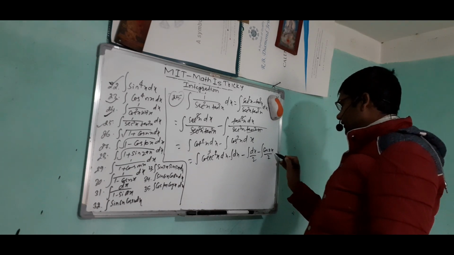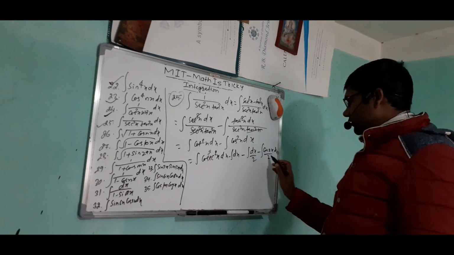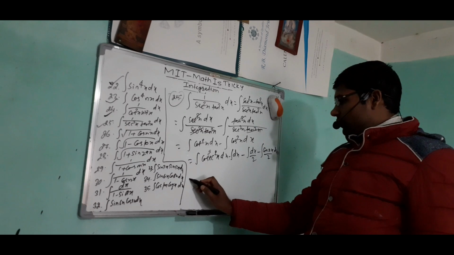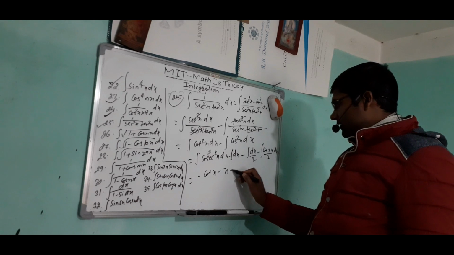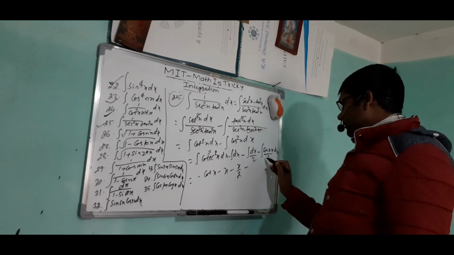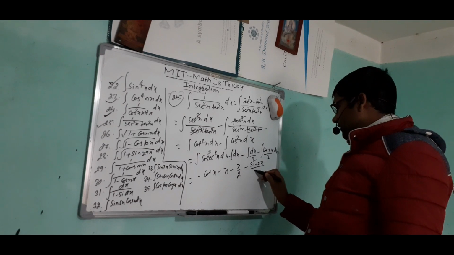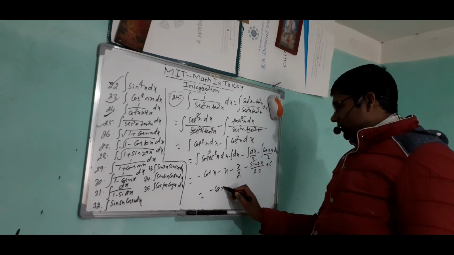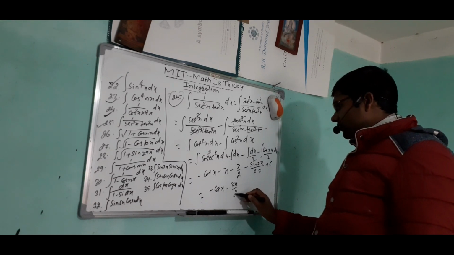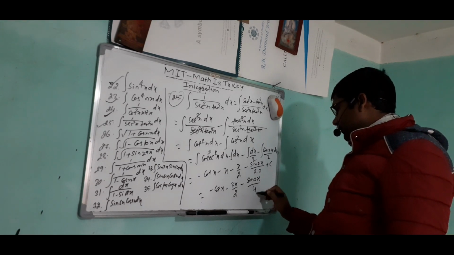This is the formula I have used for cos square: 1 plus cos 2a, divided by 2. Because of this minus, both are negative here. So for this we have minus cot x minus x by 2 minus, the formula for cos 2x dx is sine 2x by 2, into 1/2, plus c. So our answer will be minus cot x minus 3x by 2 minus sine 2x by 4 plus c.